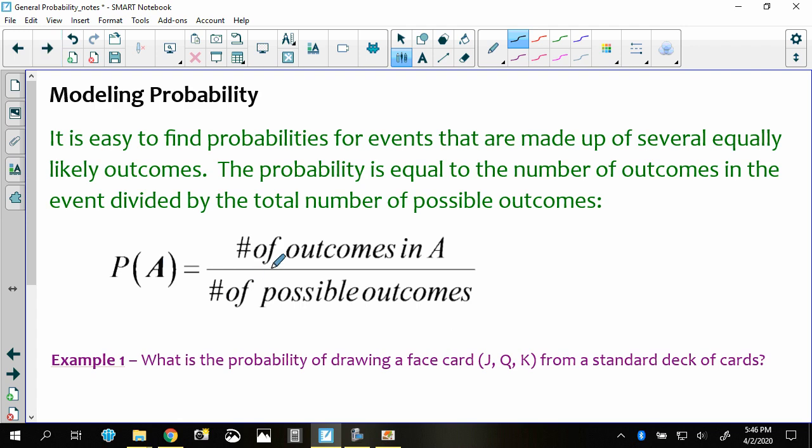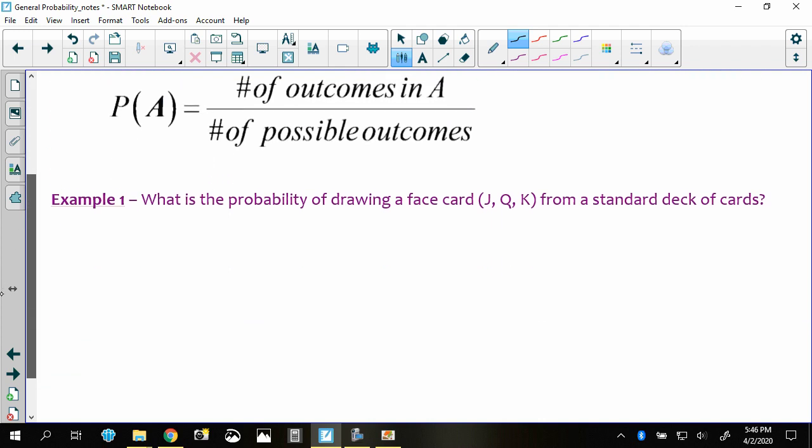Okay, now just to go back on basic probability again. To find probabilities of equally likely outcomes, the probability is equal to the number of outcomes in the event divided by the total possible outcomes. So that's the probability of an event. So what happens in the event you want, how many times you can get that, divided by the number of possible outcomes overall.